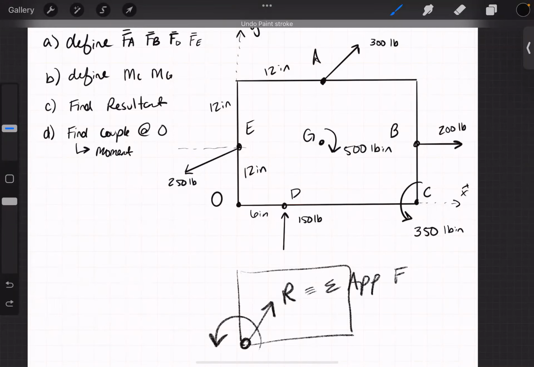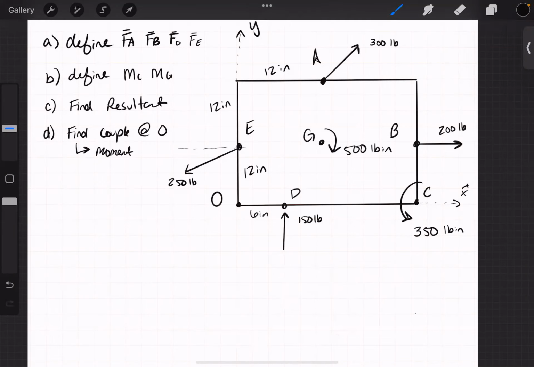For part A, where we are defining each of the moments, these are all given with angles, which is nice. I'm missing a 30-degree angle here. This is 45 degrees and the others are horizontal and vertical.